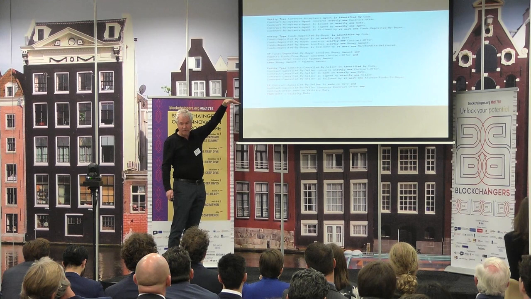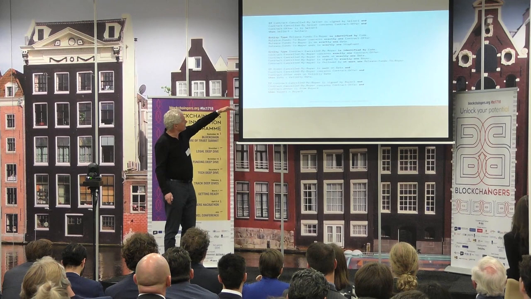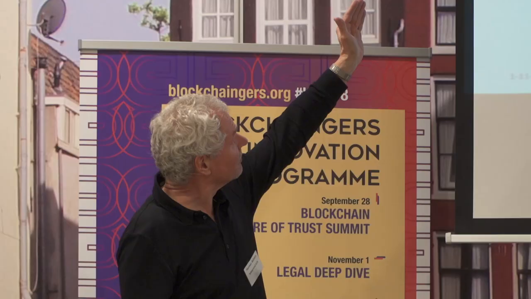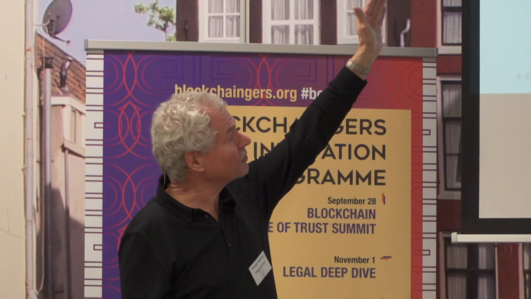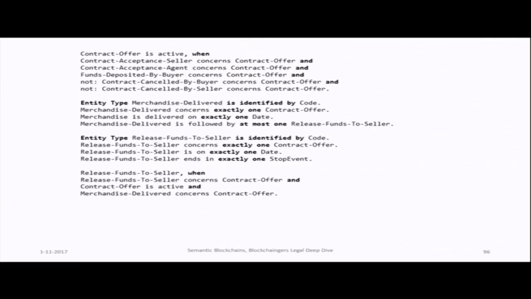And it goes like this, yeah? And we also have, at the very end, a stipulation that says that a contract is active, and this is an event condition action rule. Yeah? This is the smart aspect of the smart contract. If a contract acceptance by a seller concerns a contract offer, and the contract acceptance agent concerns the same contract offer, and the funds deposited by buyer concerns the same contract offer, then it's not the case that the contract has been canceled by the buyer or by the seller.